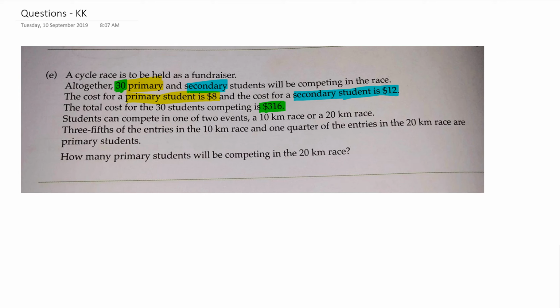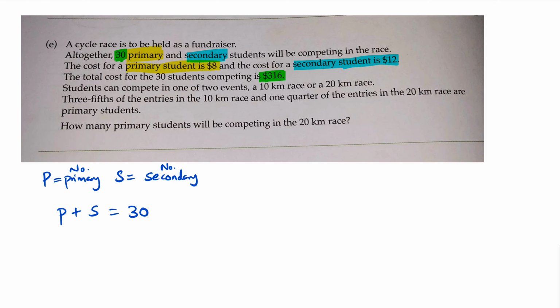I'm going to put down P for primary students and S for secondary students. When I say primary, I'm talking about the number of primary students and the number of secondary students. Altogether, there's 30 students, so the first equation is P plus S equals 30. The second equation is the cost: $8 for primary students plus $12 for secondary students, equal to $316.